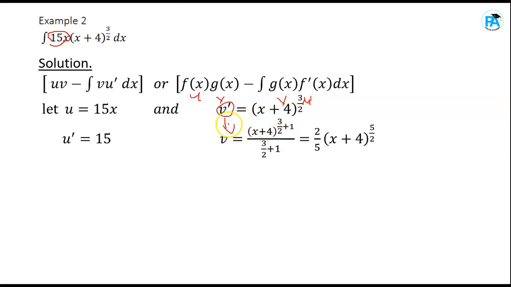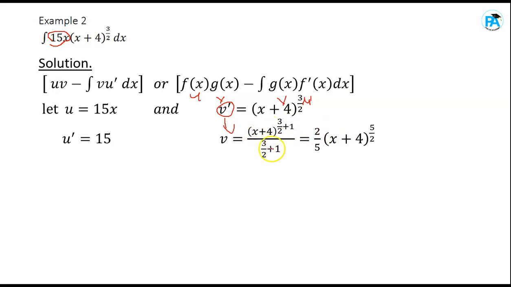Then you have (x plus 4) all exponent 3 over 2 to be the derivative of v. To convert this derivative of v back to v, you have to integrate this. So when you integrate, you have (x plus 4) all exponent 3 over 2, then you add 1 to the exponent and divide by the new exponent, which is 3 over 2 plus 1. That gives you 5 over 2.